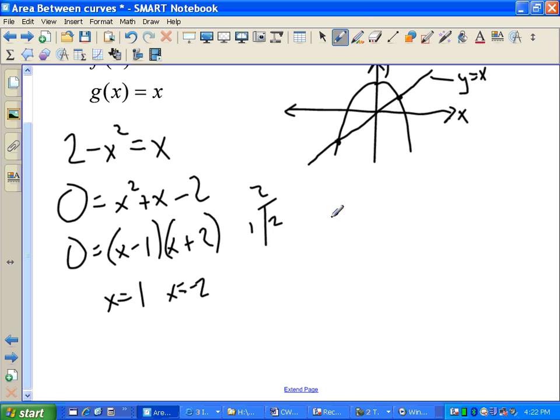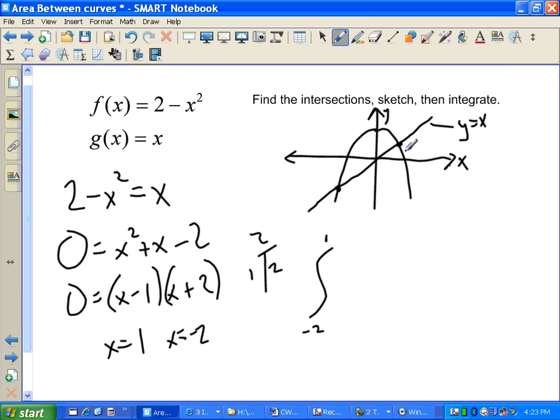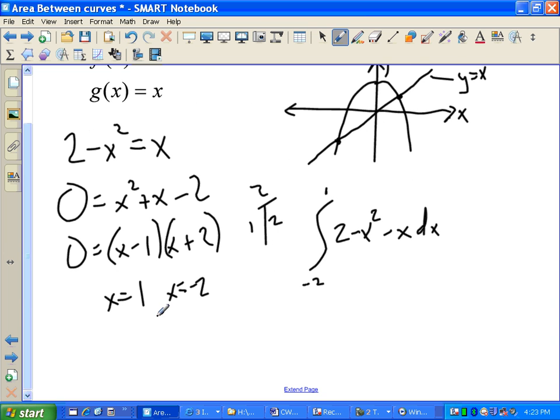So we're going to integrate this function from negative 2 to 1. And we're going to integrate f of x, the upper function, minus g of x. So 2 minus x squared, subtract x, dx. So let's have at it. We can integrate this again using the power rule: 2x minus x cubed over 3 minus x squared over 2. And we're going to find out what the values are at 1 and negative 2.